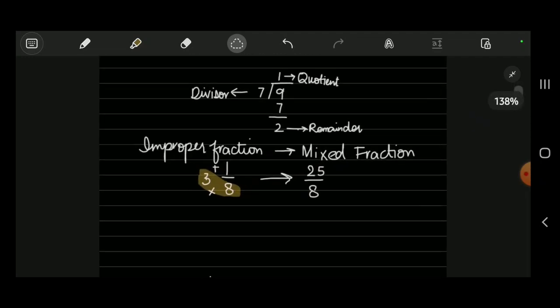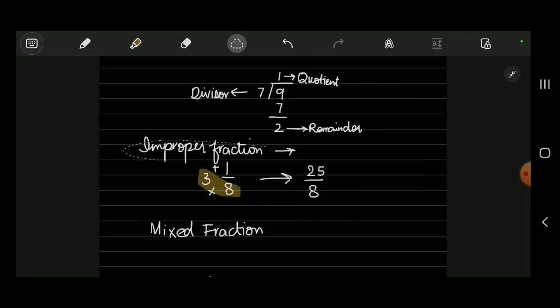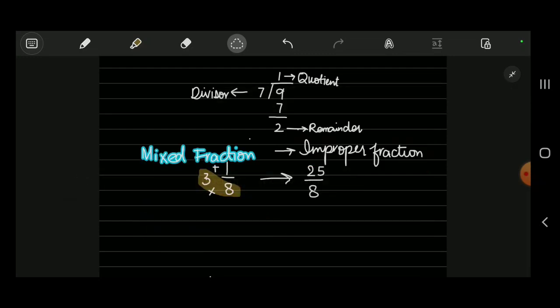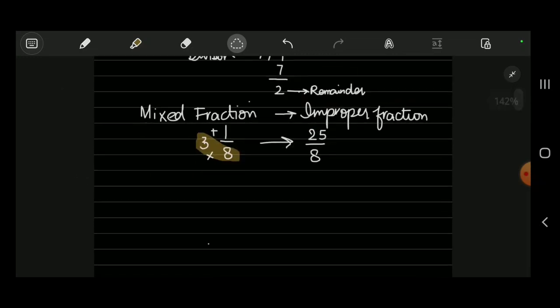Instead of copying it, I just had to cut that. Okay, just give me 1 minute, I'll be done with this. Okay, mixed to improper, done.